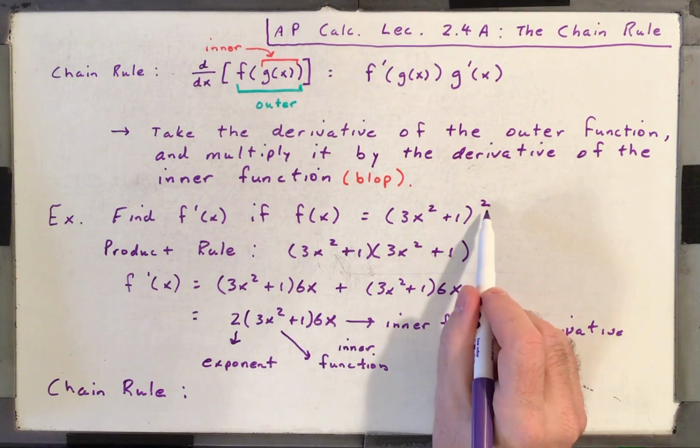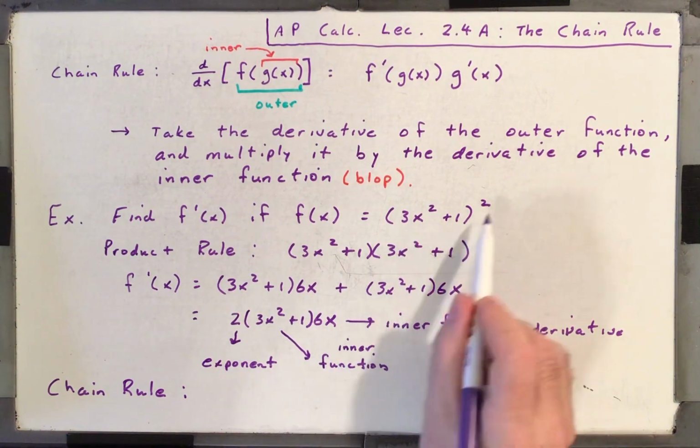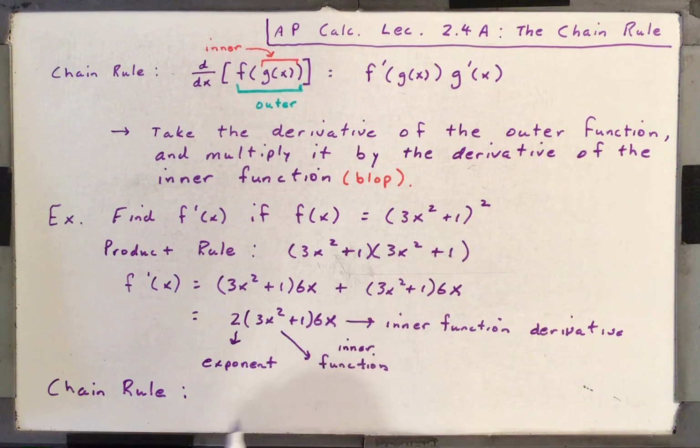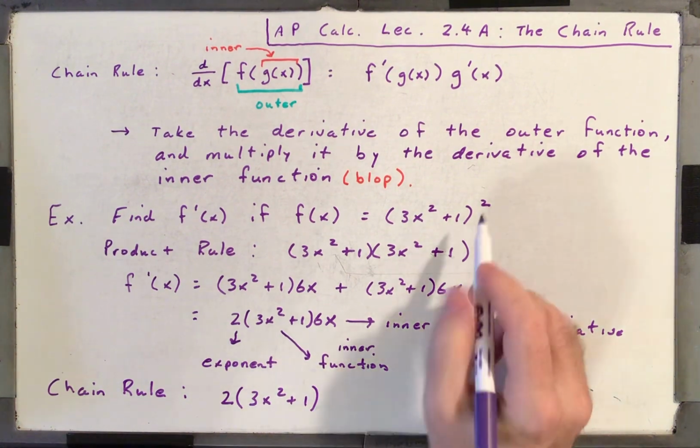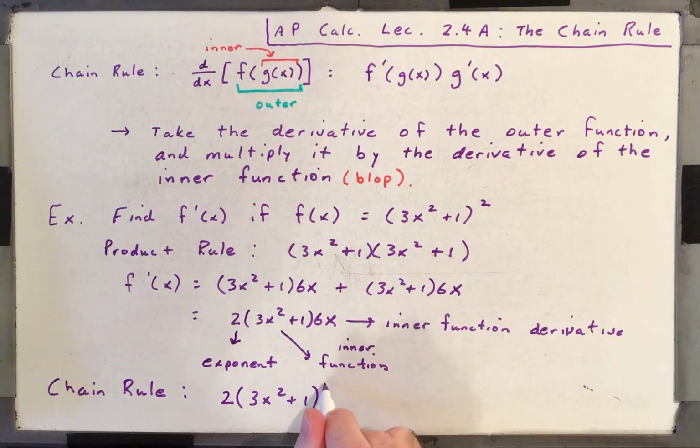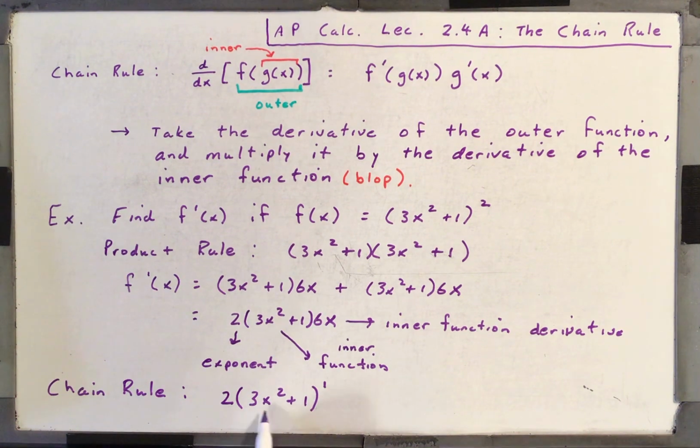So what you do is kind of do it like the power rule. Bring that 2 out front. So it's 2 times 3x squared plus 1. And then we're going to subtract 1 from that exponent, so it's to the first power. I'm writing it this time for illustrative purposes. And then times the derivative of the blop, the inner function, so times 6x. And you're all done here.